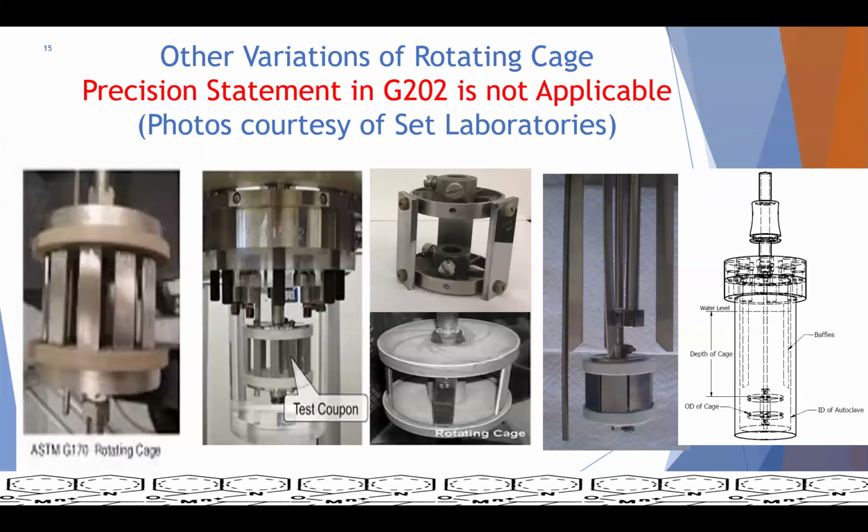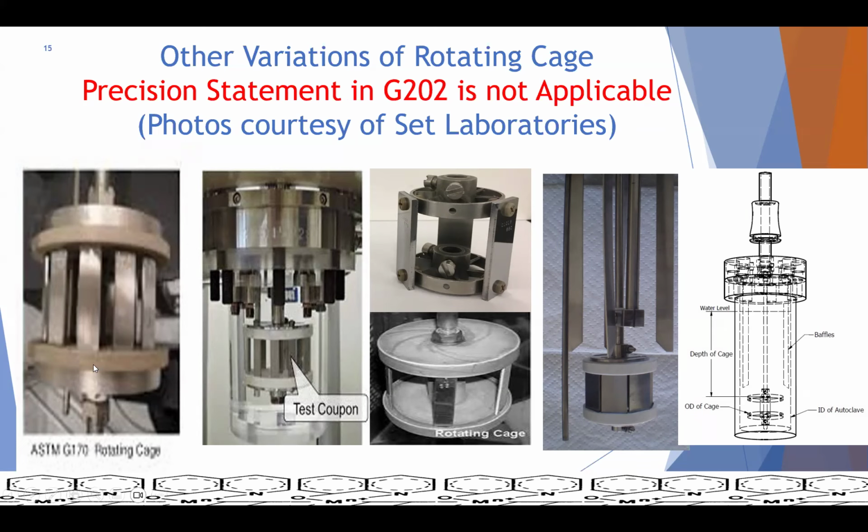Now let us see what are being used in the industry. These are some of the pictures I obtained courtesy of SET laboratories. Several people have several geometries, and they still claim that they follow ASTM standards. For example, this lab claims that it uses ASTM G170. We do not know the volume of the apparatus or the zones, whether it is homogeneous, top cover, affected zone.